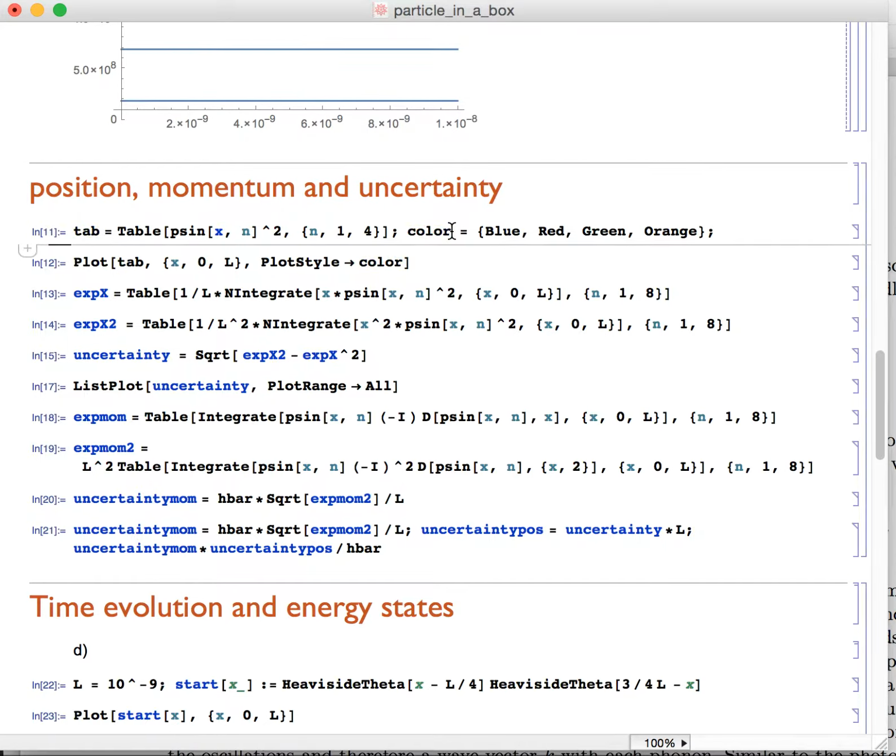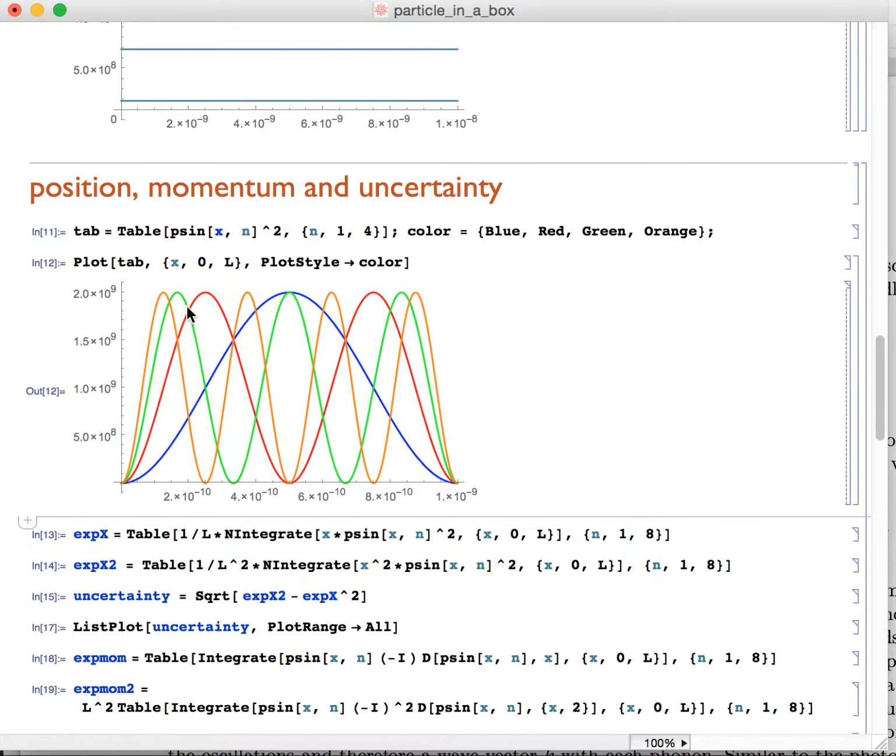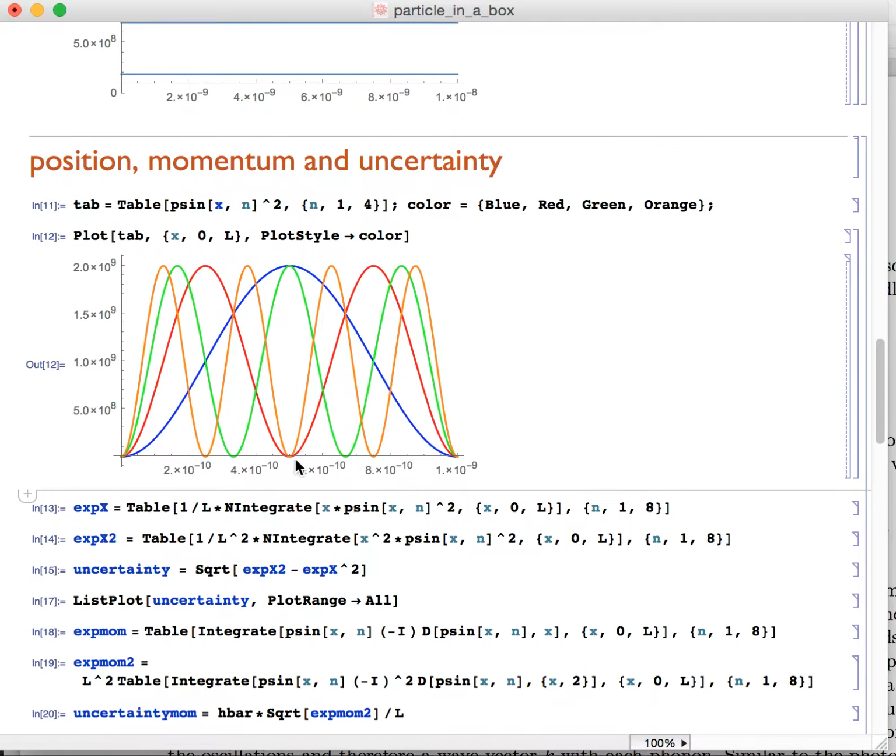So let's take first a look at psi squared. So essentially, that's the probability density, which we get from this wave function. So we see, for instance, for the zero solution, we would expect that the most likely position would be in the middle. For the other ones, also by symmetry, we would expect it's in the middle. And we see actually that's really the case.